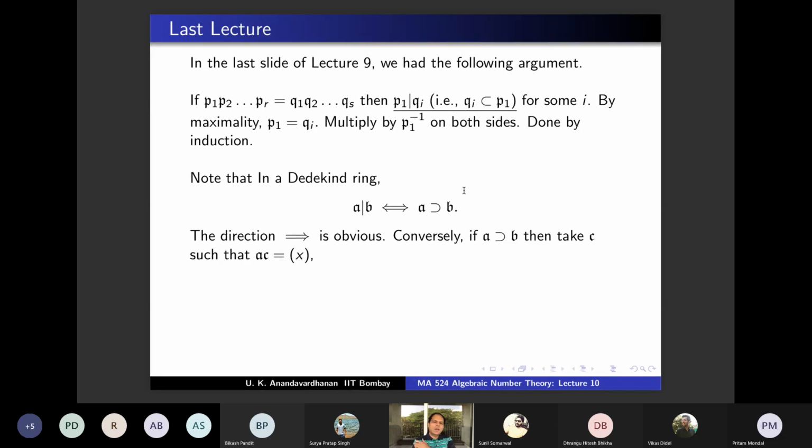Conversely, if A contains B, then from what we have shown, there is some ideal C such that AC is the principal ideal. So take some C such that AC is principal, generated by X, where X belongs to A. If AC is generated by X, I can take 1 by X times AC. So what can you say about 1 by X AC?